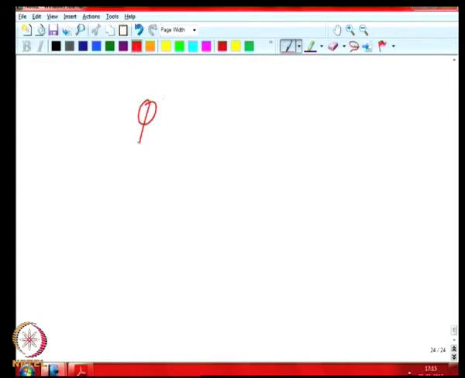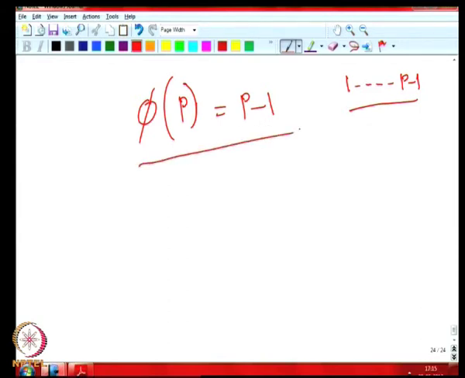For instance, what about phi of a prime number p? It is very easy to see that it is p minus 1, because all the numbers from 1 to p minus 1 will be relatively prime to p, p being a prime number. There is no common factor between p and a number from 1 to p minus 1. Phi of p is p minus 1.